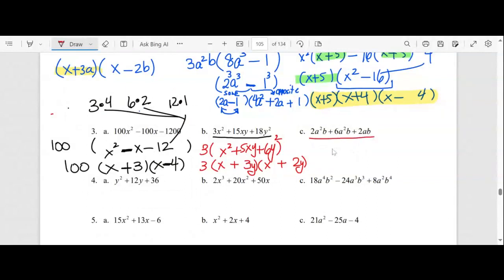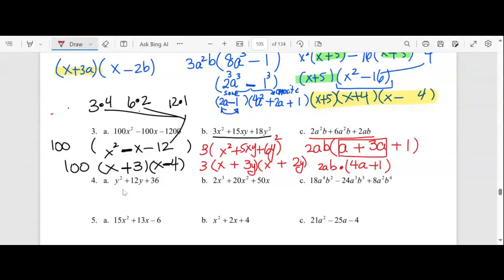Next problem. What's common in all three? 2, only 2? A and B. A and B. And what's left? 2A plus 3A plus 1. Can I add this together? Yes. It gives you what? 4A plus 1. Don't forget your common variables outside, which is 2AB, correct? Okay, so far so good.